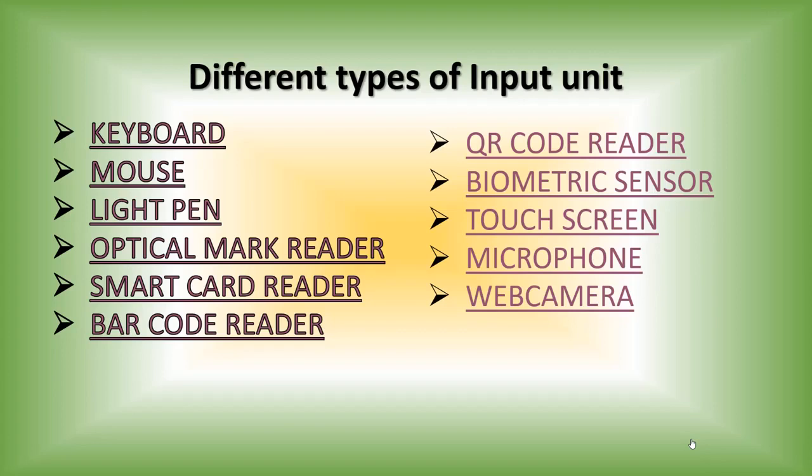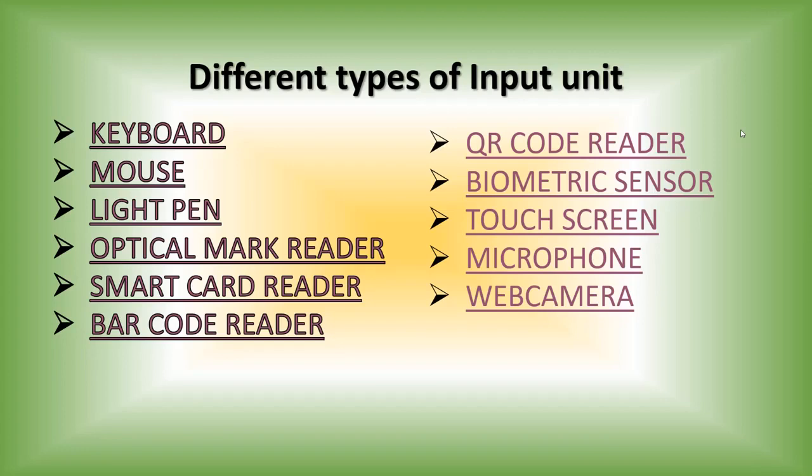The next one is the smart card reader. A smart card reader is used to read the content of your debit card or credit card. Next is the barcode reader. I told you an example: you can see a barcode on the back of your textbook, and that barcode can be read by using a barcode reader. Next is the quick response code, which is a code used to identify a website. I gave an example that your WhatsApp can be opened on your laptop by scanning it. Then the biometric sensor, which we use in our school to mark attendance.